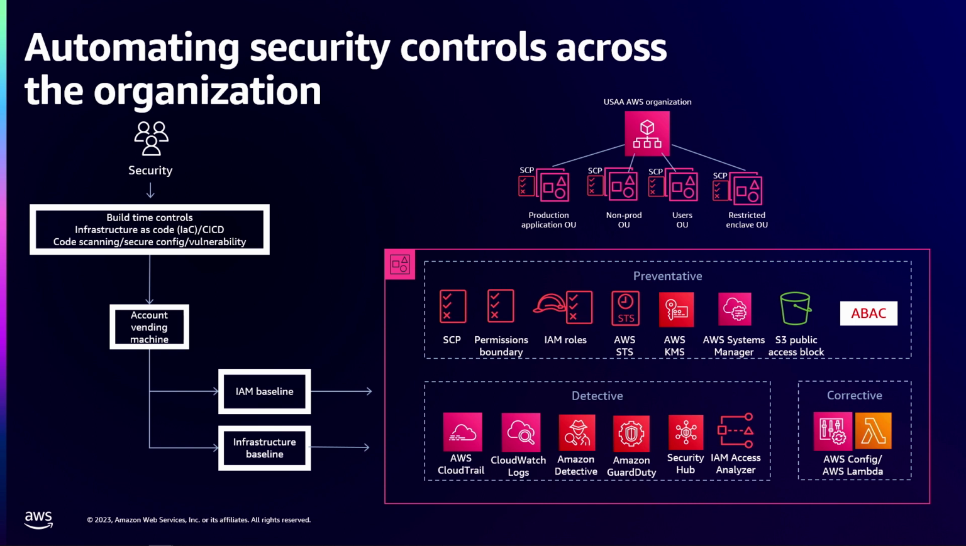And finally, we have corrective controls. An example of that is the use of AWS Config and Lambda, where if you do have certain misconfigurations in your environment that you want to remediate, you can take automated action to remediate those configurations.